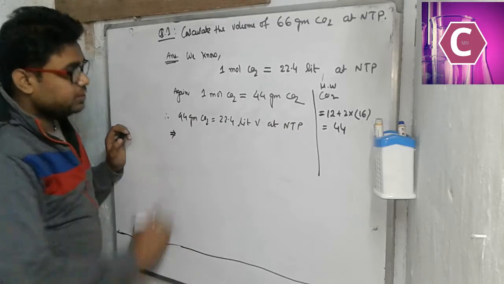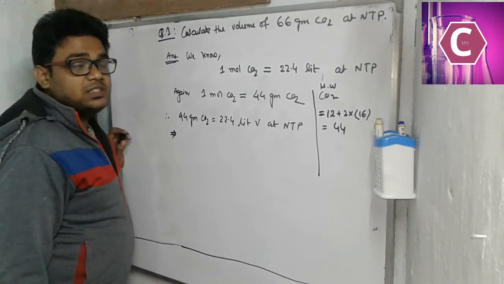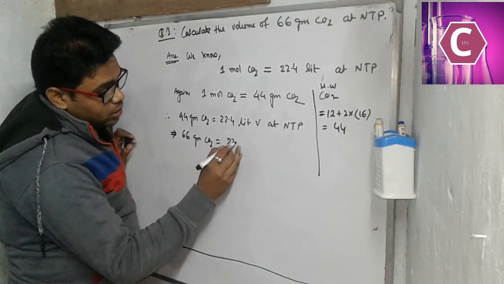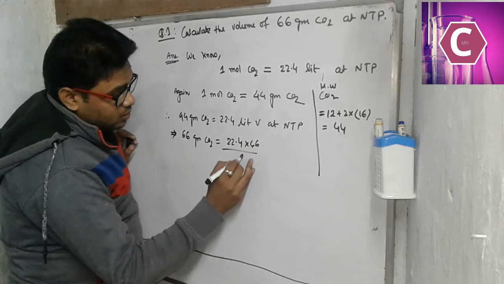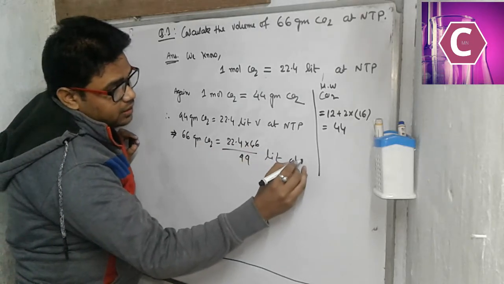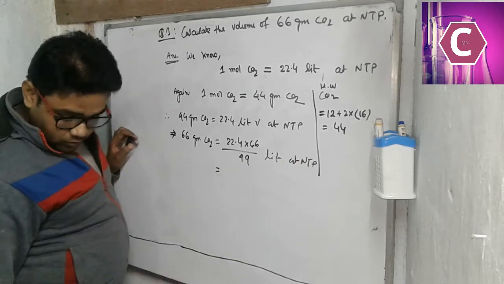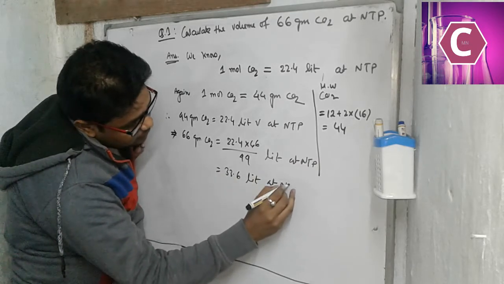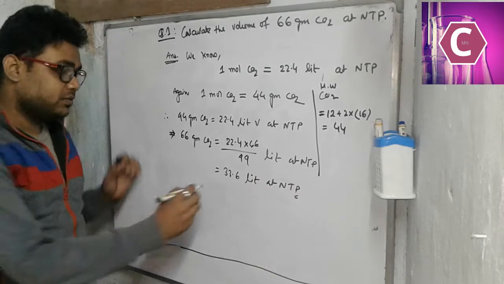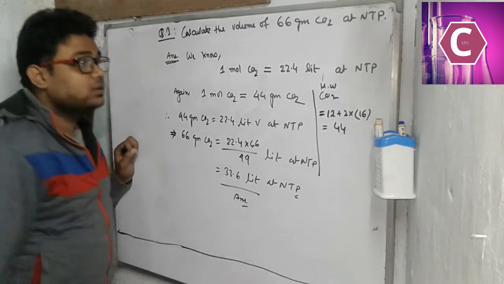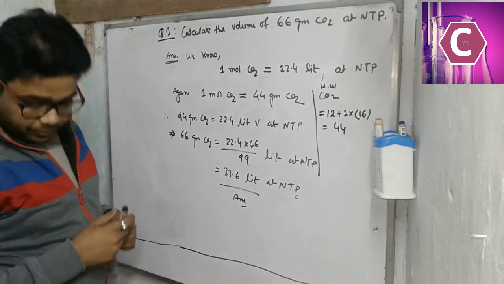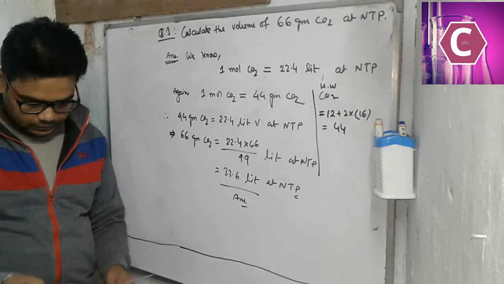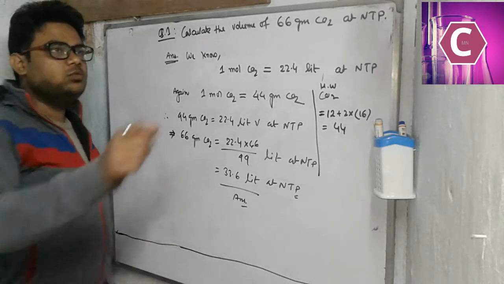So the question is, what is the volume of 66 gram CO2? 66 gram CO2 has volume 22.4 into 66 by 44 liter at NTP, and it is equal to 33.6 liter at NTP. So this is the answer, 33.6 liter. Okay. Let's move on to the next question.